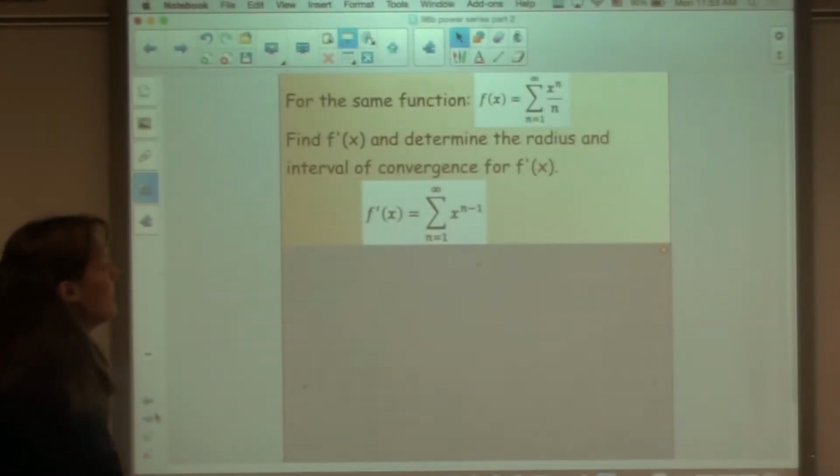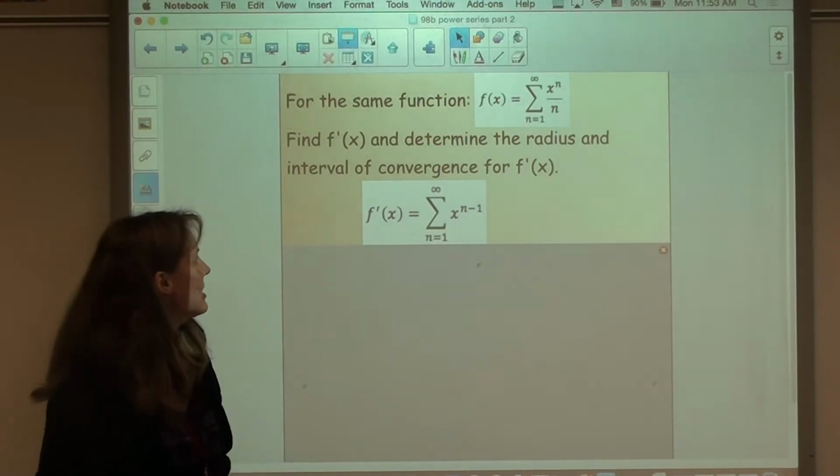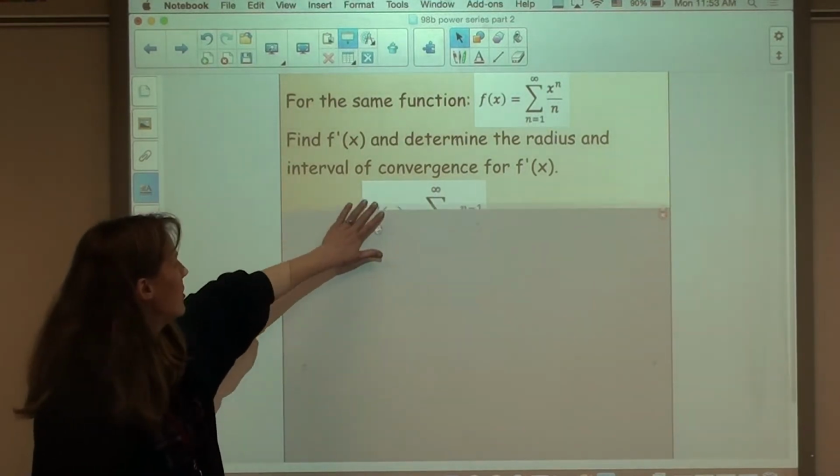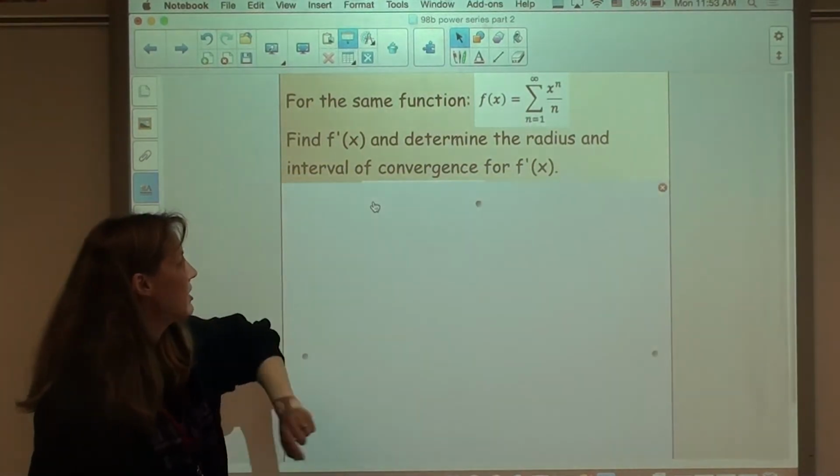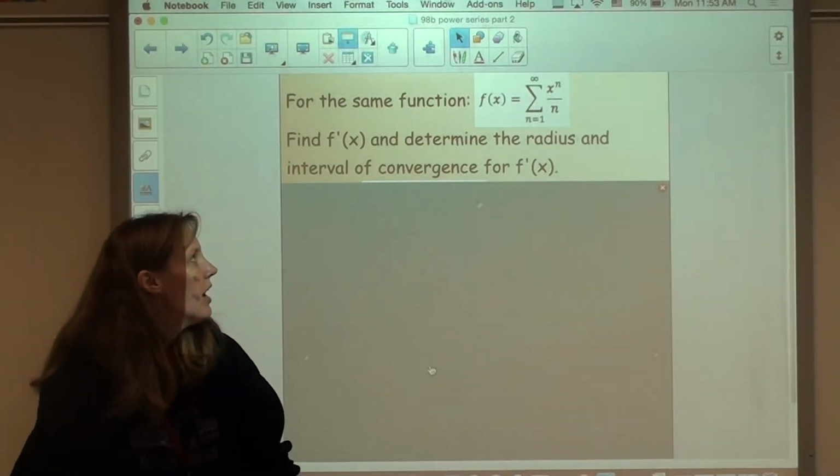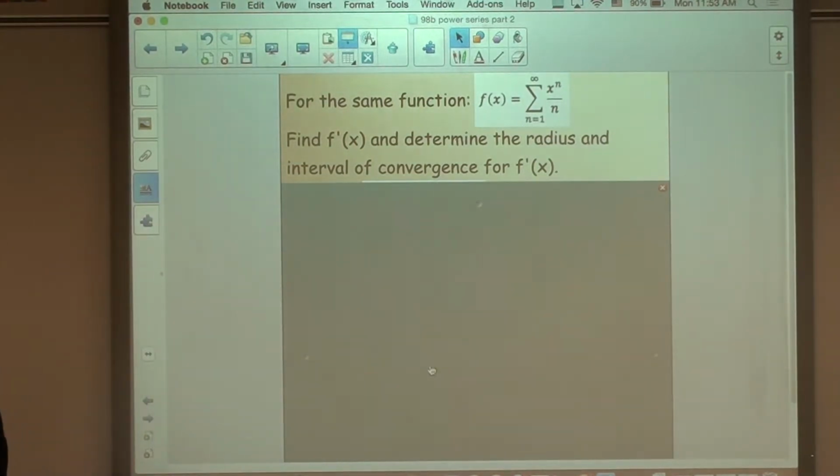Okay. Hey, let's take a second. Pretend you didn't see that. I want you to take a second and find f prime of the series you just did. And then I want you to find the radius and interval of convergence for f prime.